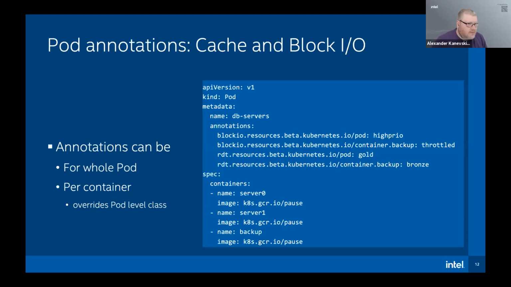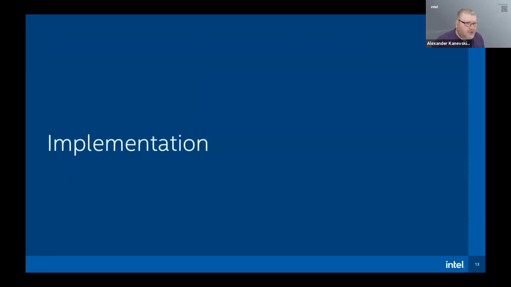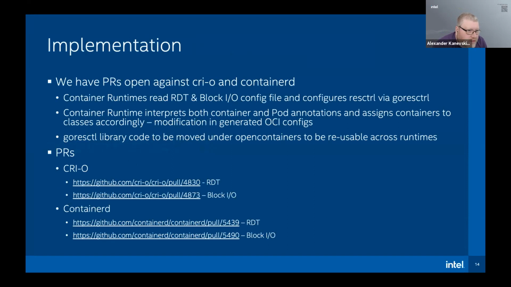So on the current implementation side, what do we have? For both cache control and block I/O, we have open PRs for CRI-O and containerd. It's implemented exactly like we showed in the presentation. We have configuration files, which we hope are user readable and understandable.